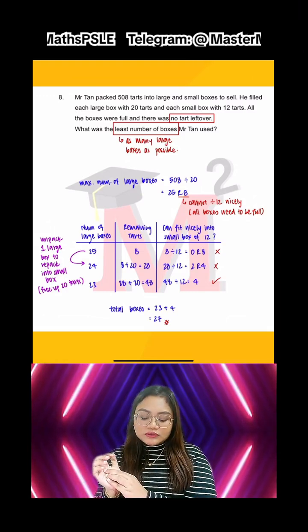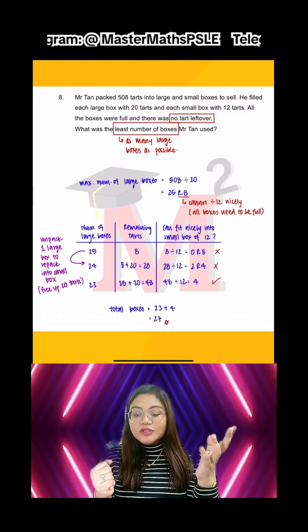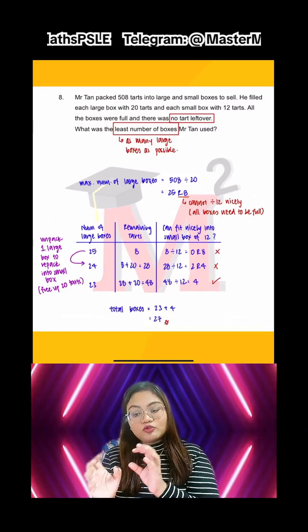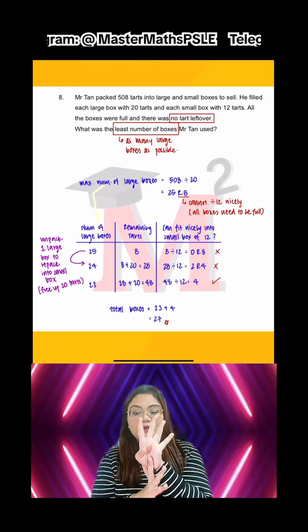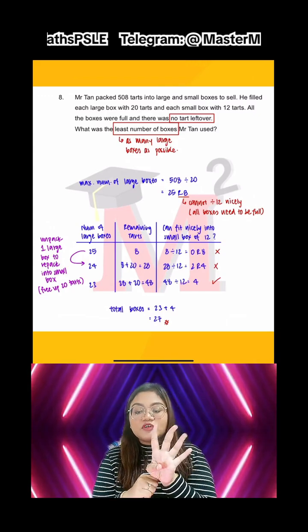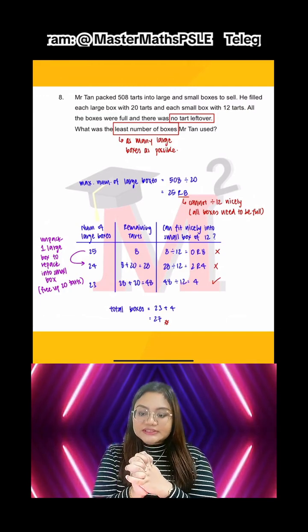So total, this remainder will be 28 from earlier with 20 to give you 48. Then you realize, 48 can pack nicely into small boxes of 12. And that will give you 4 small boxes. So now I will have 23 large boxes and 4 small boxes to give you a total of 27 boxes.